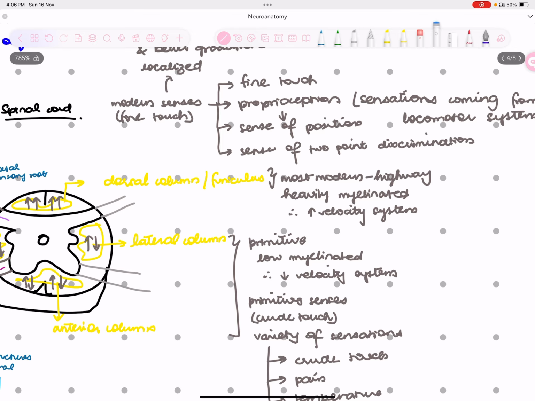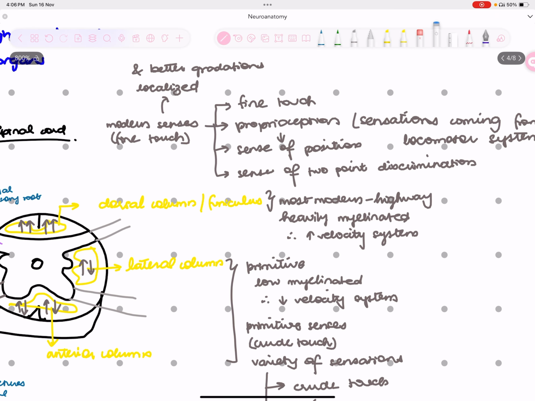So the dorsal column, again, is a highway. It's very high velocity because it's highly myelinated, and it carries only information that's going in one direction. So it's going to carry ascending tracts. And it's going to carry modern senses such as fine touch, proprioception, sense of position, and the sense of two-point discrimination. Now another thing about this is that it is better gradated. That means it has better gradations. It is localized, right?